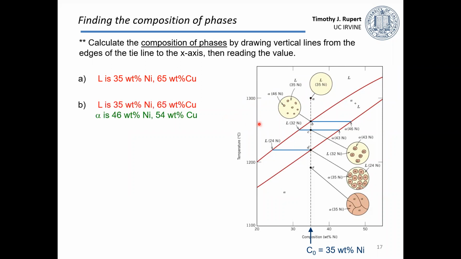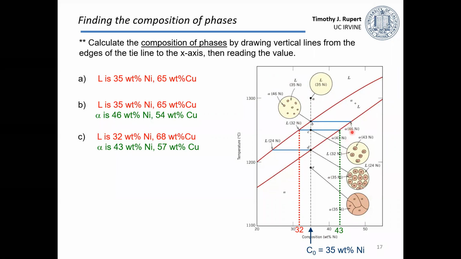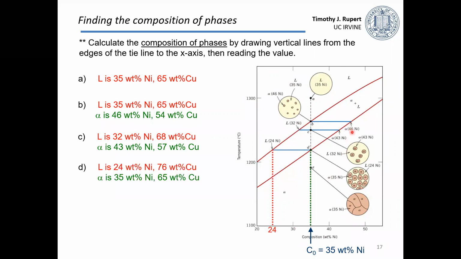We'll move to point B. So we can again pick out that we will have 35% nickel in the liquid, come over and see that we have 46% nickel in the solid. So again, we're just marking out where those levels are. We can look at that point in the middle at C, mark out what the composition of each of those phases is, and keep on doing this.